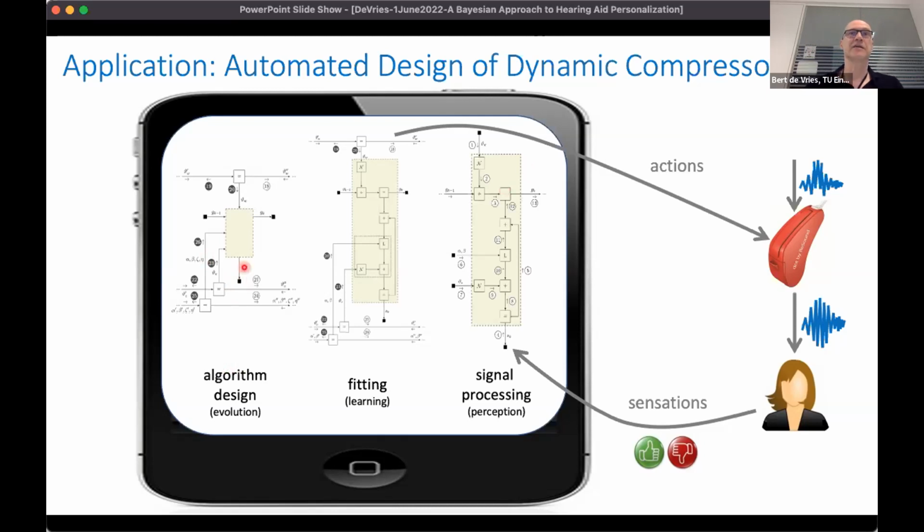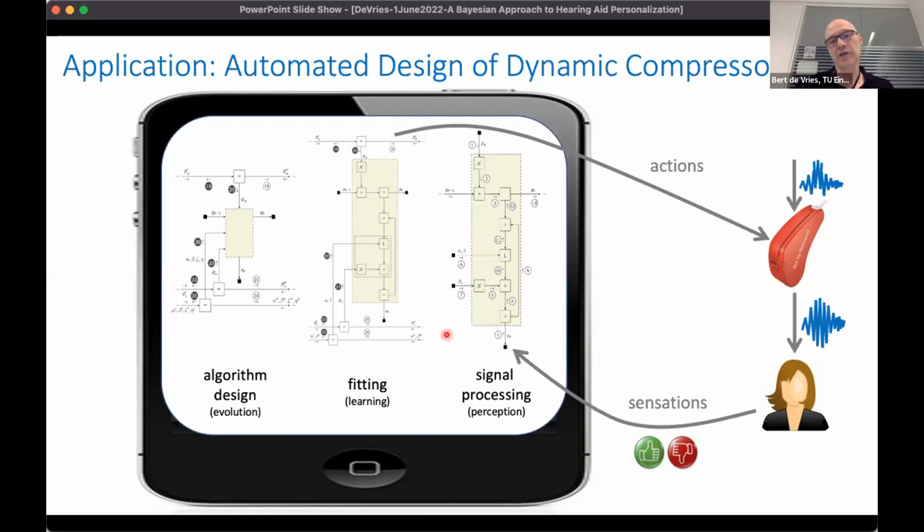in hearing aid design, we think of designing the algorithm as a different task than fitting the algorithm, fitting the parameters, which is a different task, again, as executing the algorithm in the field. In this framework, it's all the same, because perception, learning, and evolution is just free energy minimization. And in our framework, it's just message passing in a graph.